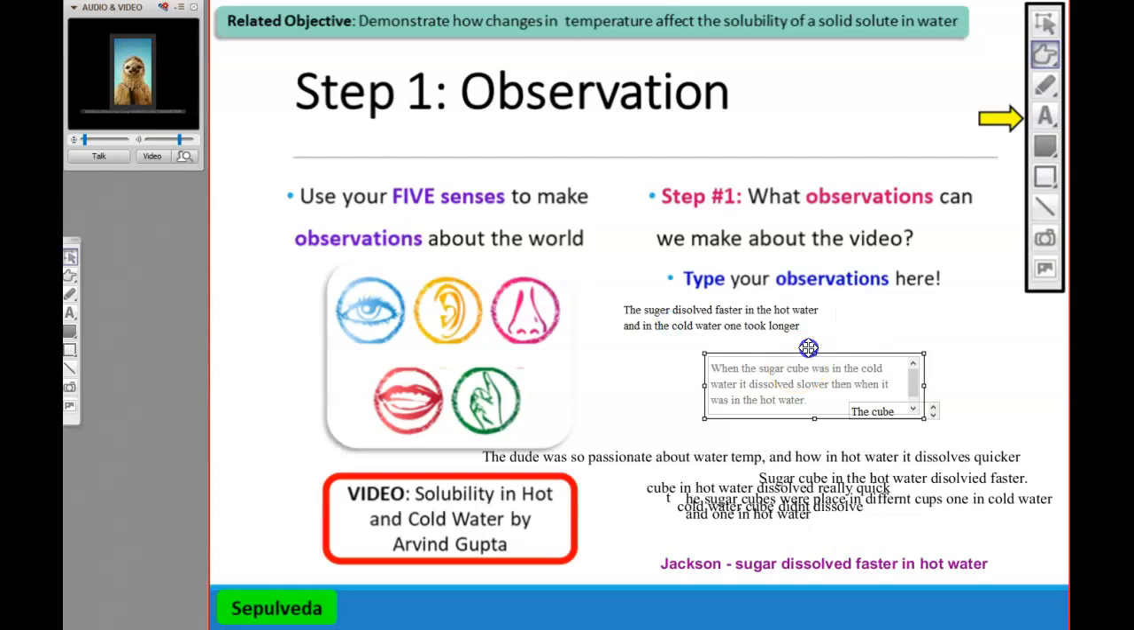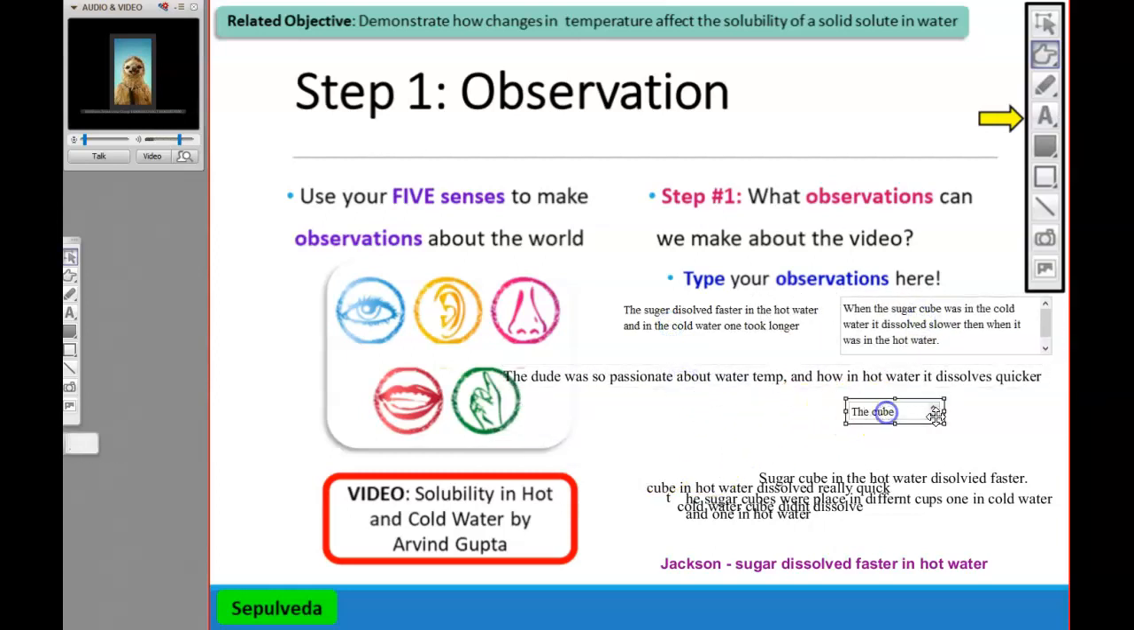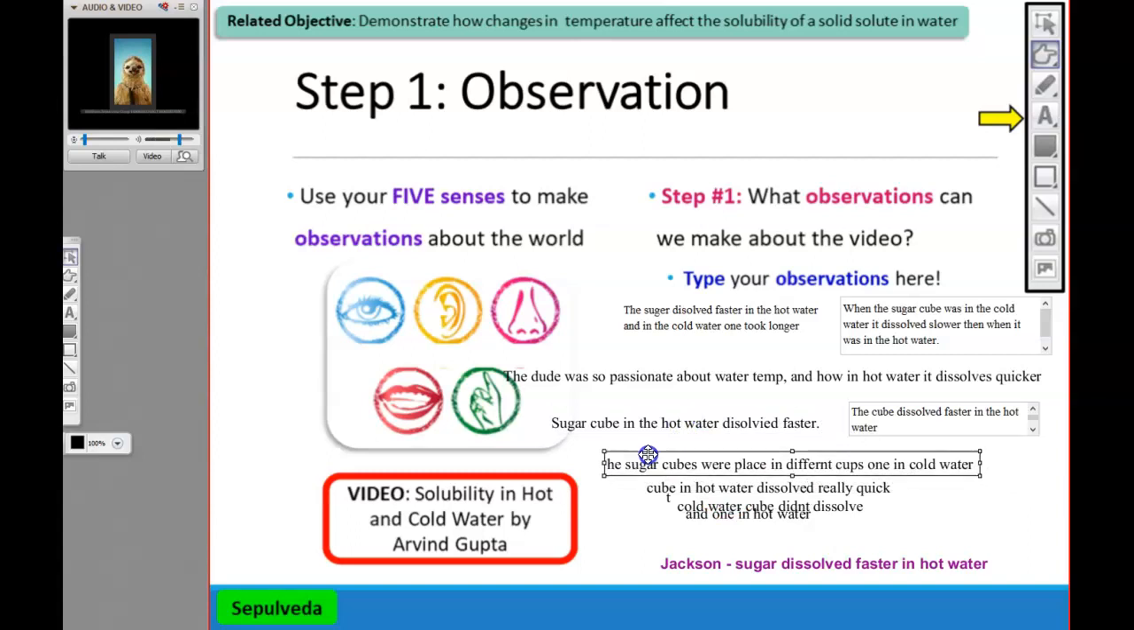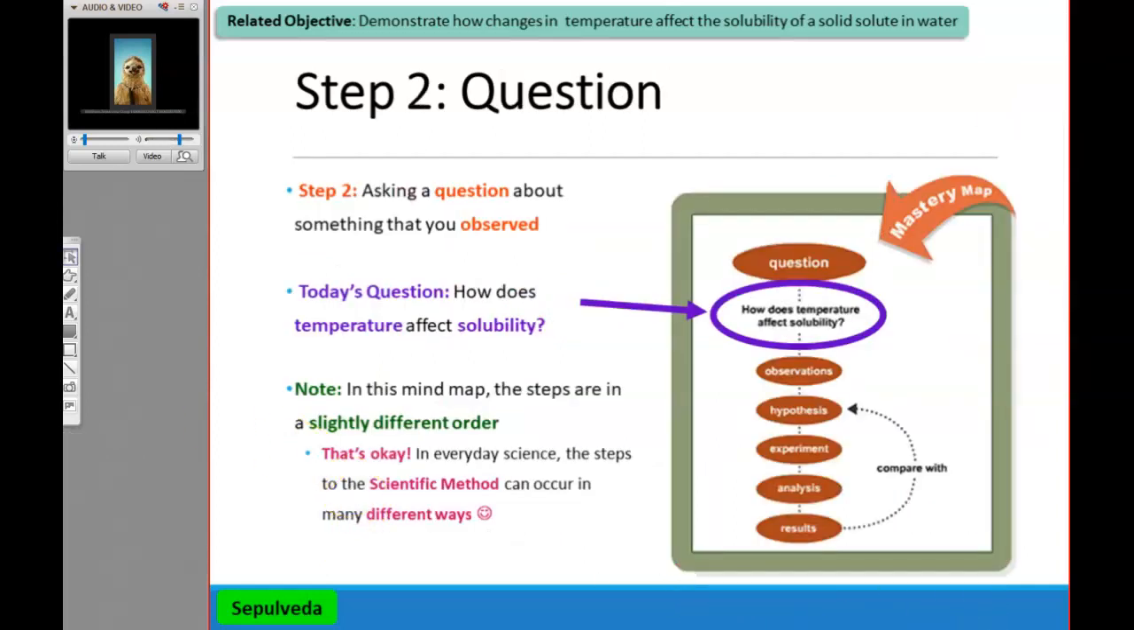But what we did see is that in the cold water, obviously this sugar cube did not dissolve fast enough, right? And then obviously in the hot water, that sugar cube dissolved within seconds because of that hot water. And we talked about why that is. And so we're going to now make our question: how does the temperature affect solubility? That's where we get our question after we do our observation. So here is our question for today.